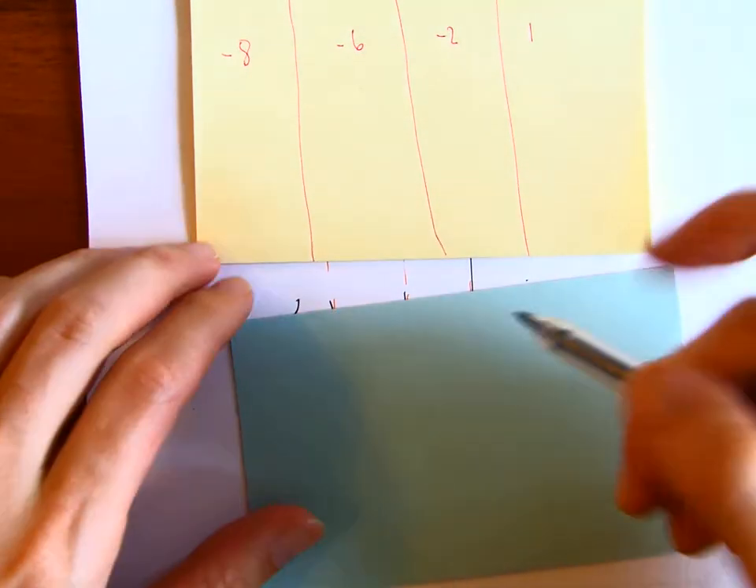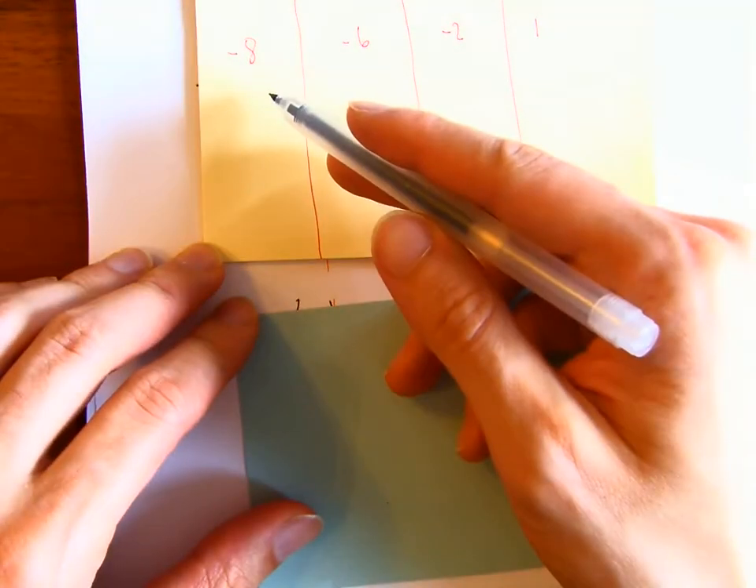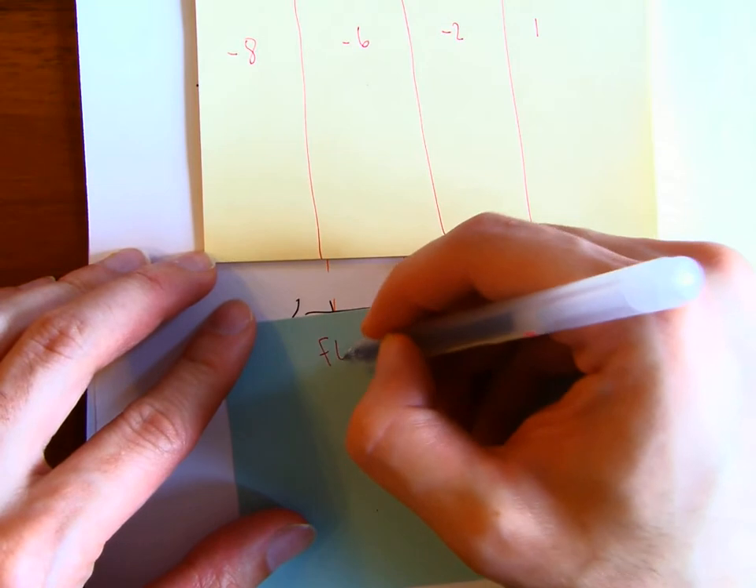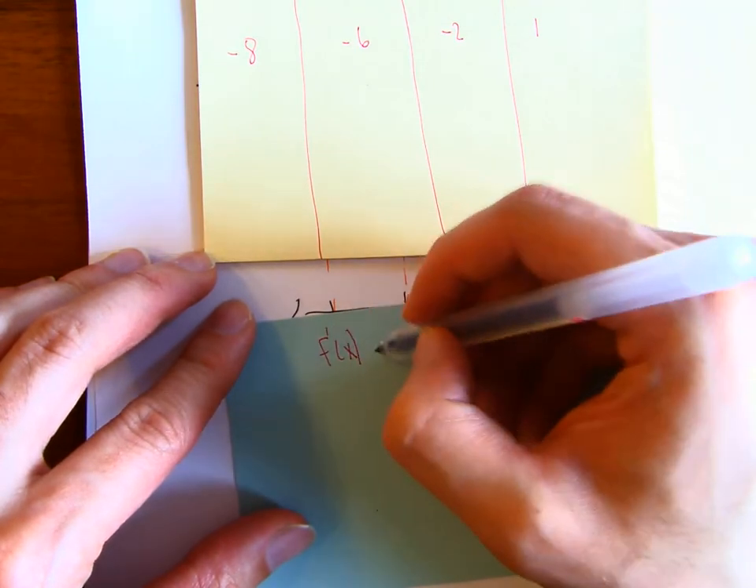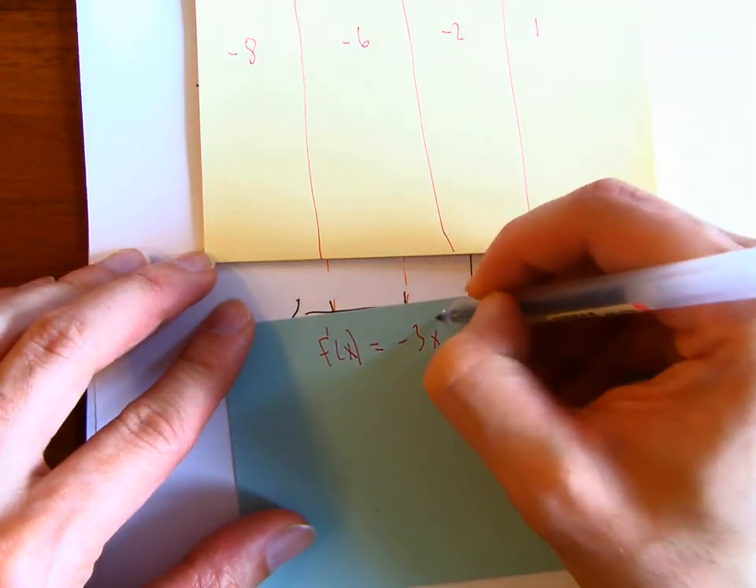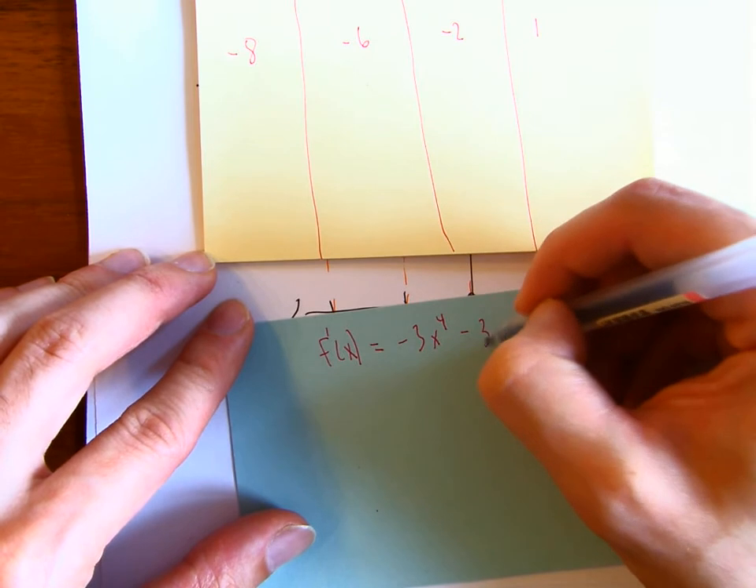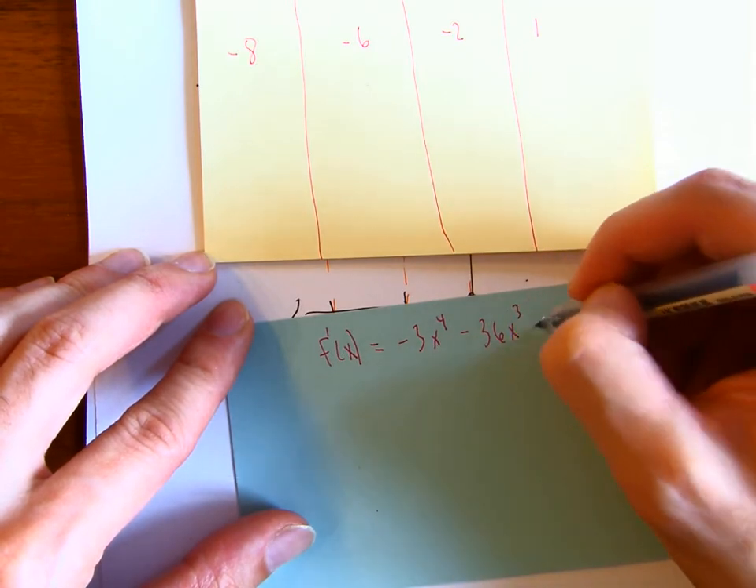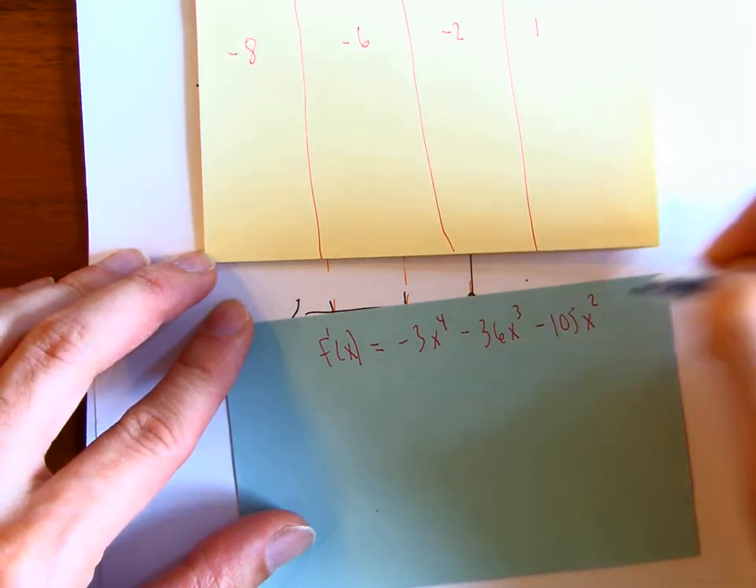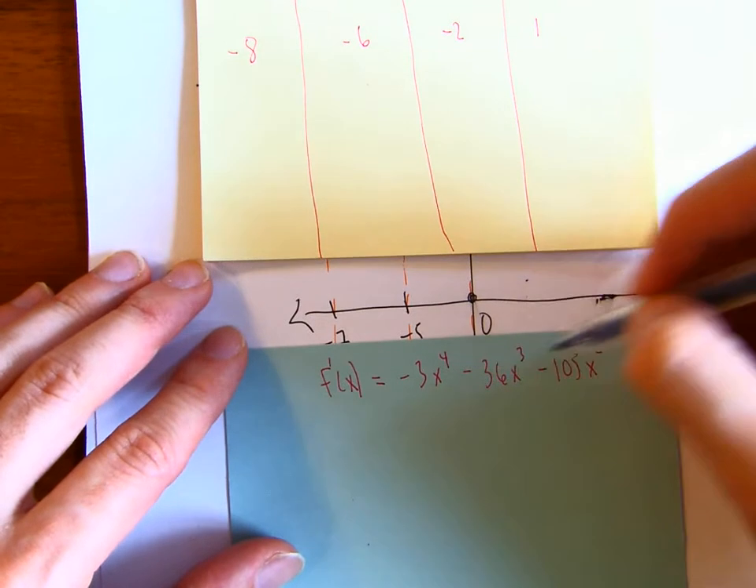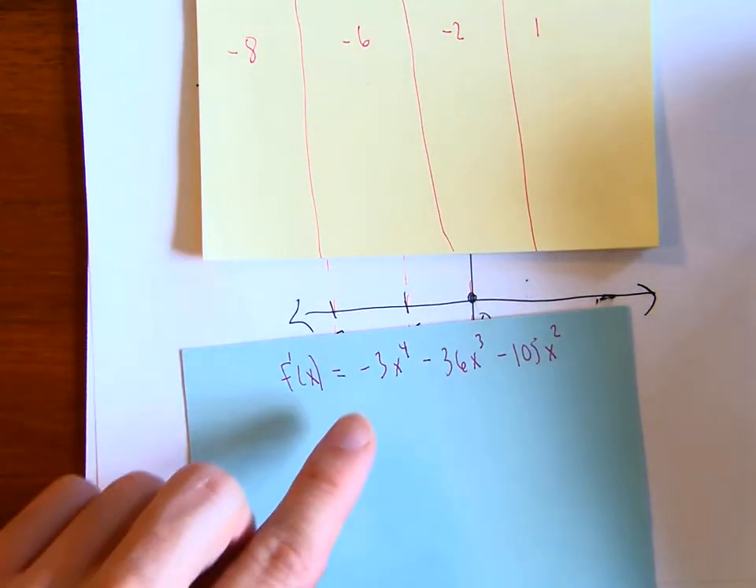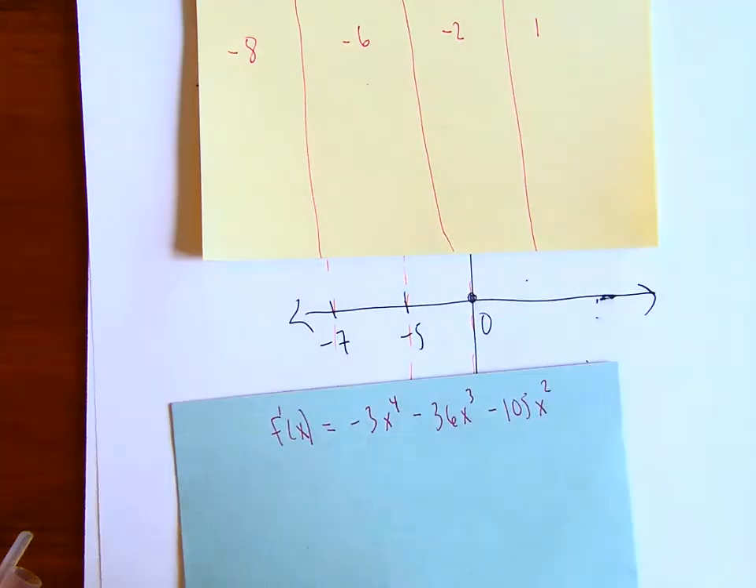So here, what happens when you plug in negative 8 into f of x? Well, what is f prime of x? F prime of x is negative 3x to the fourth minus 36x cubed minus 105x squared. So with the calculator, you could plug in negative 8, and that's exactly what I'm going to do.